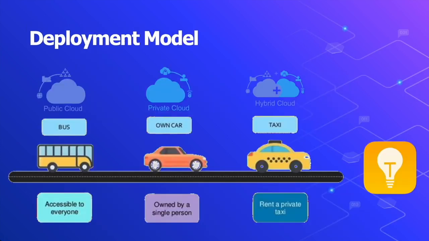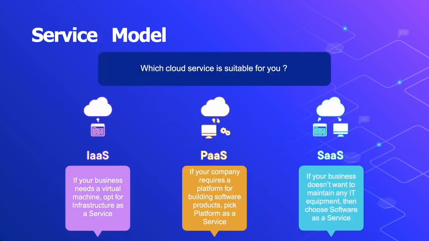In simpler terms, you can call a public cloud a bus accessible to everyone, a private cloud one's own car owned by a single person, and a hybrid cloud a taxi that we can rent. Coming to the service models, there are three different service models, namely infrastructure as a service, platform as a service, and software as a service model.